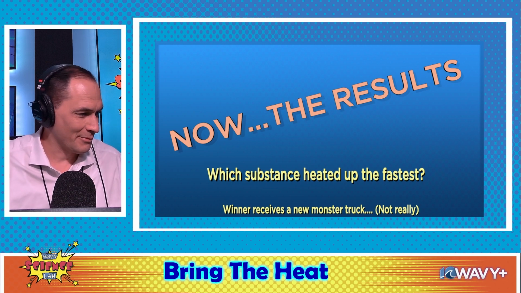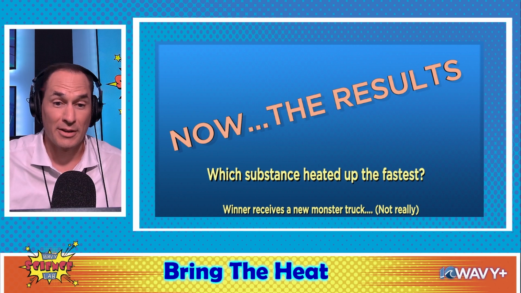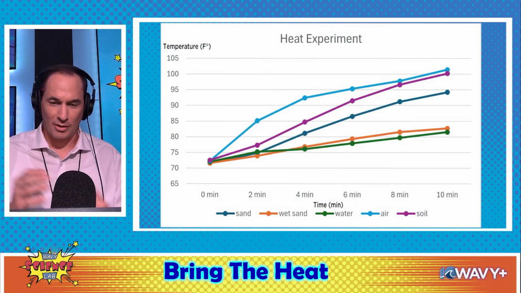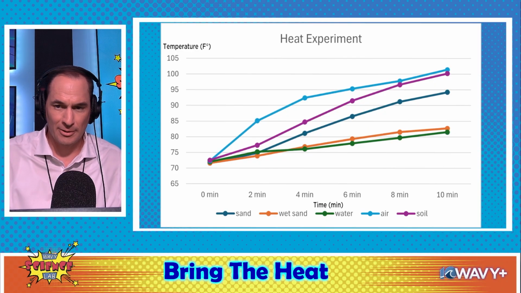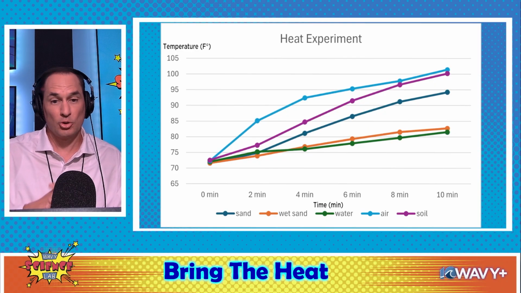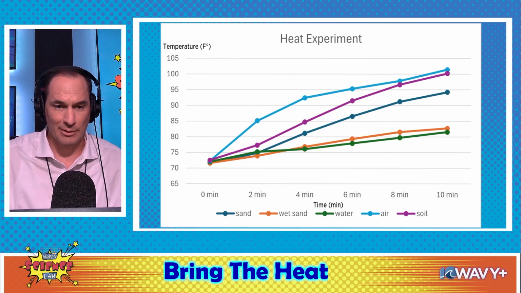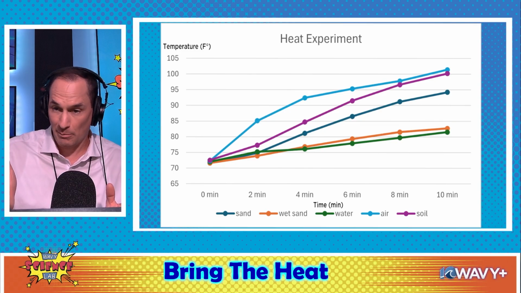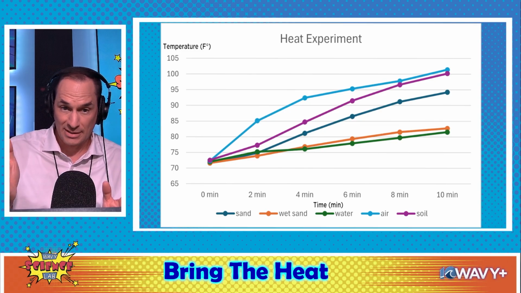Anyway, so here's the results of the experiment. And there you go. Wow. All right. So what are we looking at here? So air heated up the fastest, right? Dry air. It heated up fast, and we saw the value of it earlier. It was a 1. So it didn't take a lot of energy to heat that up. And it got all the way up above 100 degrees. It did. It was that hot.